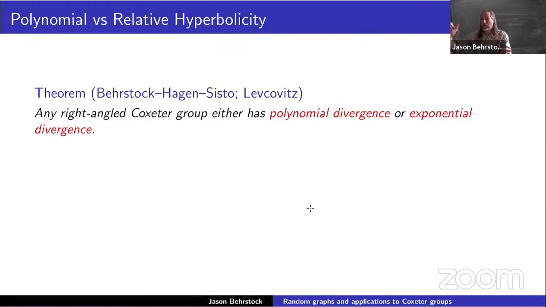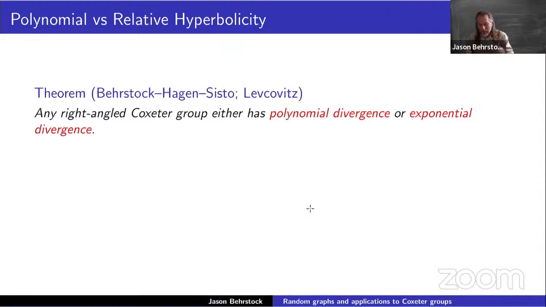He proved that it's really striated: you either have polynomial divergence of some fixed degree, or you have exponential. In general, any function can be the divergence function of a finitely generated group. There are things that are superlinear but converge to linear, and there are things like x to the power square root of 2, which is also a divergence function. So you get lots of complicated divergence functions, but for right-angled Coxeter groups, they fit into these nice boxes. It's either exponential or exactly polynomial.